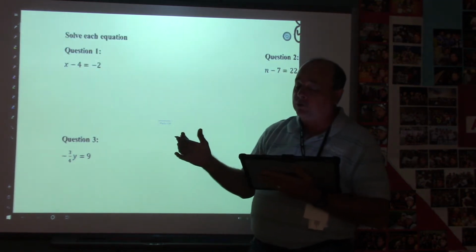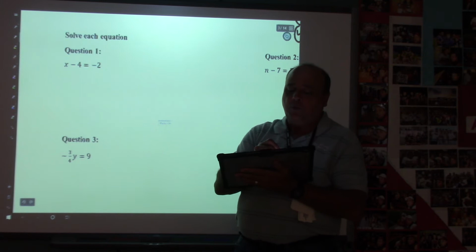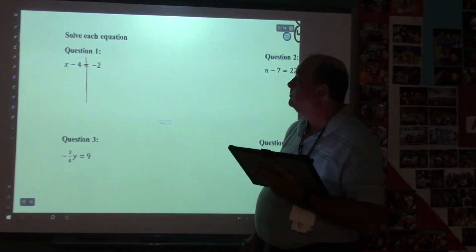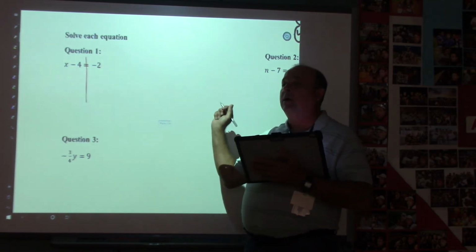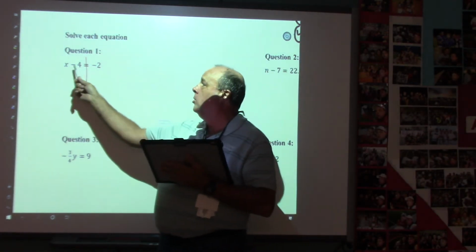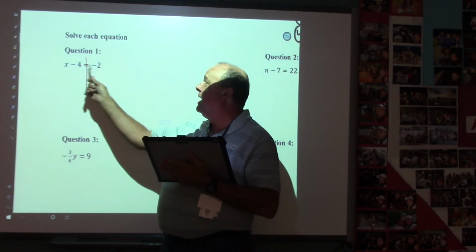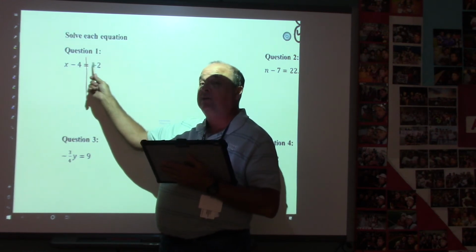I'm going to show you a trick, okay? This is the way I teach. Put a bar through the equal sign. Now then, you want all of the letters on one side and all of the numbers on the other side. So I have a variable, a constant, and a constant. I got to get these two together, but they're on different sides, aren't they?